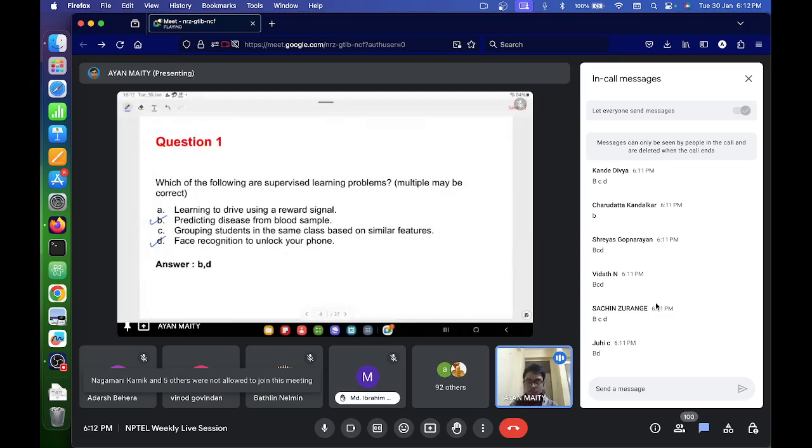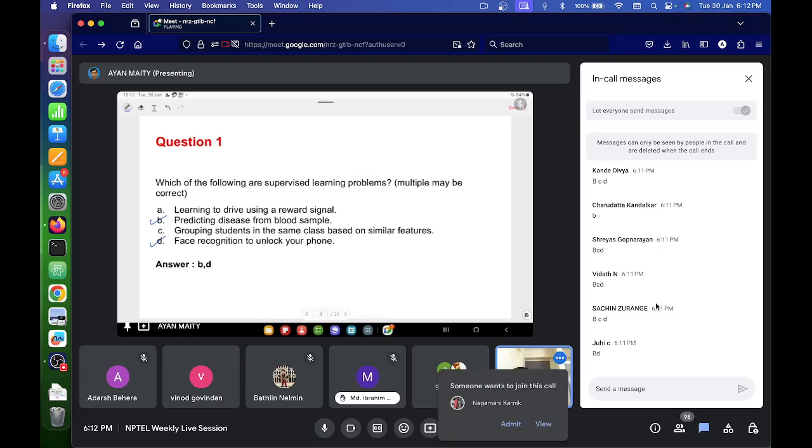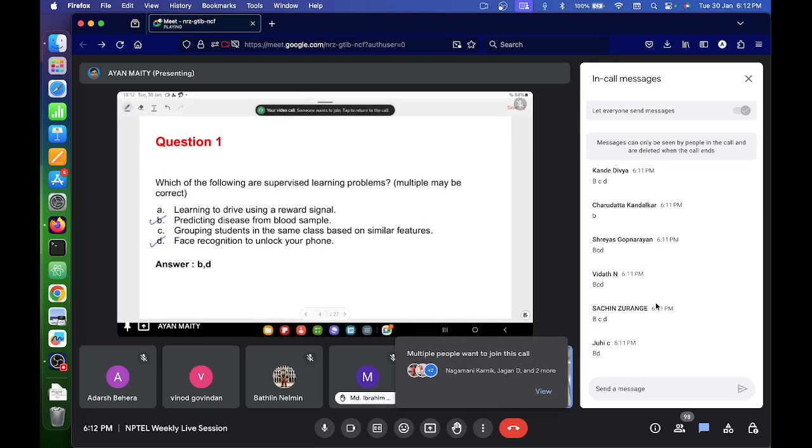If you have gone through the lectures, you will know that this is a classic example of reinforcement learning, where you interact with the environment and you get some rewards, whether it's positive or negative. Based on that, you correct your behavior in the environment. That's how you learn a process like riding a bicycle or driving a car. And so this is reinforcement learning, that is not supervised learning.